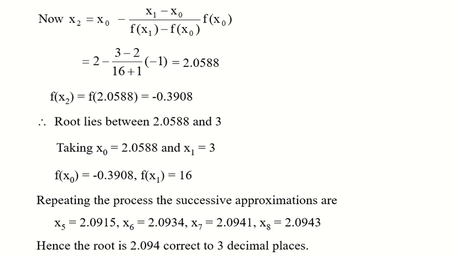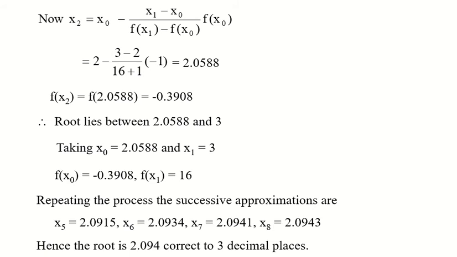f(x0) is by substituting x = 2.0588. You already calculated it here. You have f(x1), which is already calculated. Use the same formula: x2 = x0 − (x1 − x0)/(f(x1) − f(x0)) × f(x0). Or else you can take this as x2 itself. In the formula you can write x3 is equal to, replace this x0 wherever you have by x2. Okay, so go on doing this.